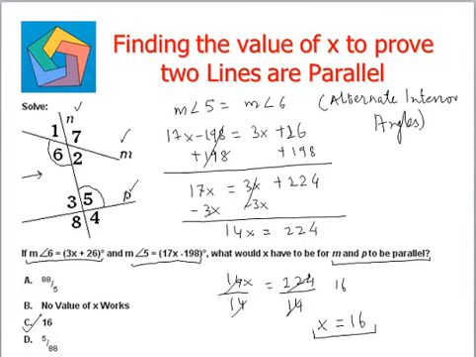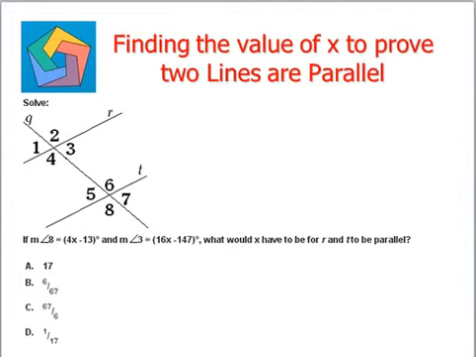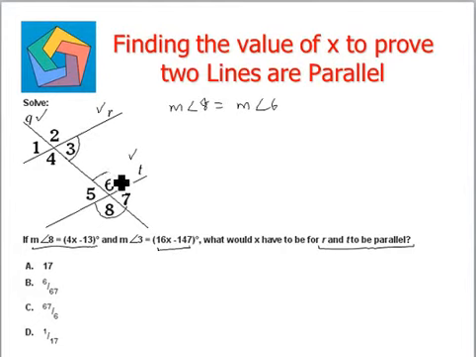Let's move on to the next question. Solve. Here we are given two lines R and T cut by the transversal Q. It says if measure of angle 8 is 4x minus 13 degrees, here is measure of angle 8, and measure of angle 3 is 16x minus 147 degrees, what would x have to be for R and T to be parallel? So let's understand first that measure of angle 8 is equal to measure of angle 6. These are forming vertical angles.